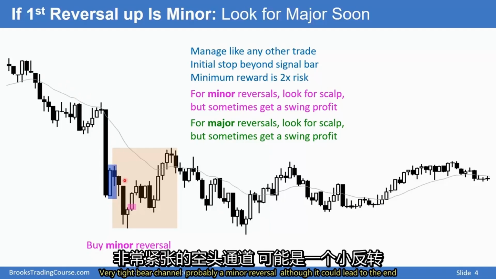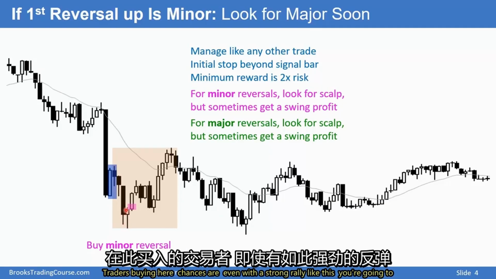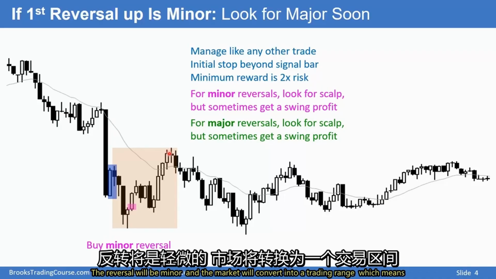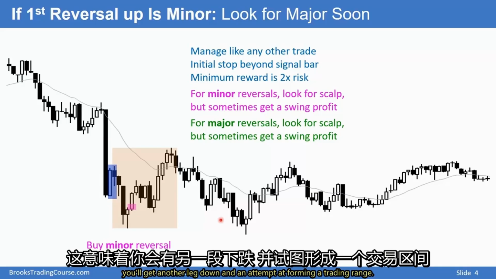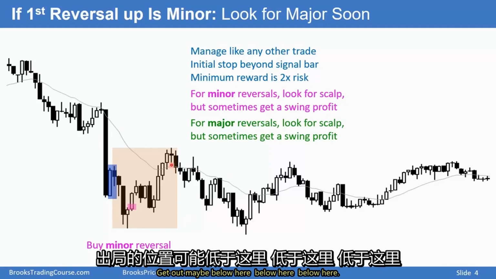Very tight bear channel, probably a minor reversal, although it could lead to the end of the bear trend. Traders buying here, chances are, even with a strong rally like this, you're going to have big down, big up, big confusion. The reversal will be minor, and the market will convert into a trading range, which means you'll get another leg down and an attempt at forming a trading range. Traders who buy here will take relatively quick profits. Get out maybe below here, below here, below here.